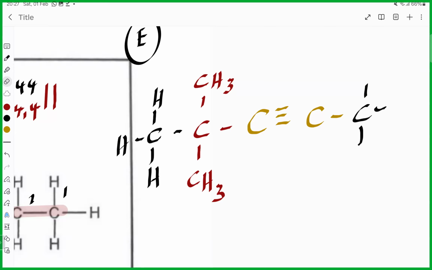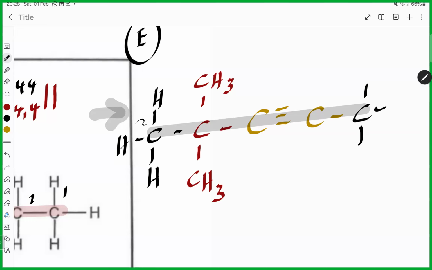4,4-dimethylpent-2-yne. Brilliant. You want to tell them why you had to start from the left and not from the other side, because some of them would have started from this end. Yes, sir. When numbering from the left, the number is going to be lower with the bond.